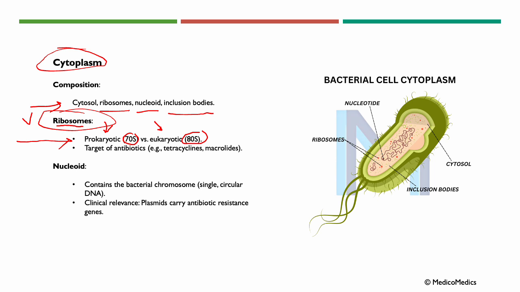Now, these ribosomes consist of two subunits. We have a large and a small subunit, which together form the ribosome's overall structure. And the ribosome's size is measured in something called Svedberg units. The unit used is indeed S. So this is 70 Svedberg units, and this is 80. That's number one.